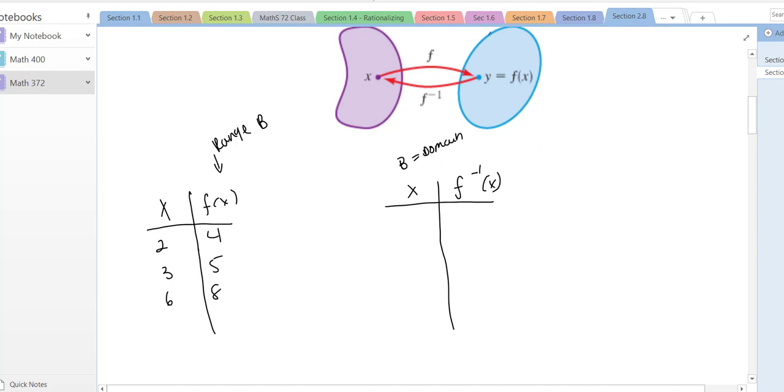So when f takes 2 and sends it to 4, f inverse is going to take 4 and send it to 2. And when f was taking the input 3 and sending it to 5, f inverse is going to take 5 and send that back to 3, and so on. So the outputs 4, 5, 8 become the inputs, and what were the inputs now become the outputs. So x goes to y, and y will go to x. That's what the inverse is doing.